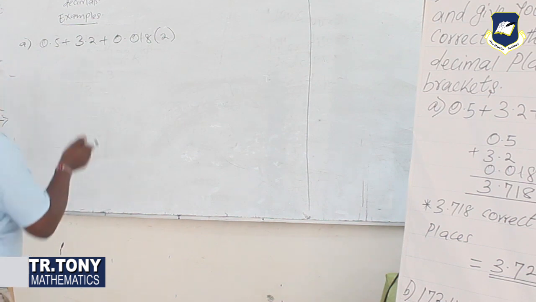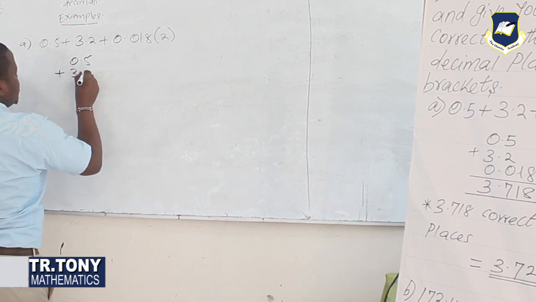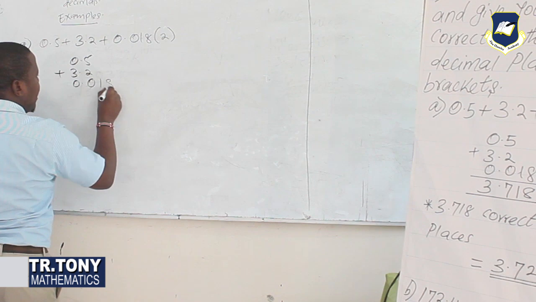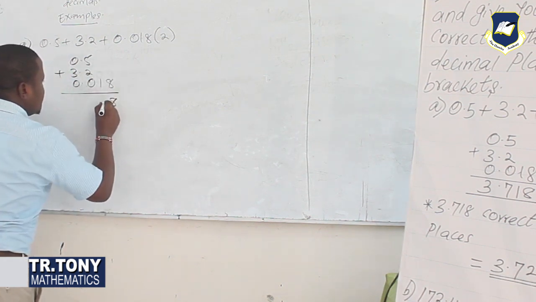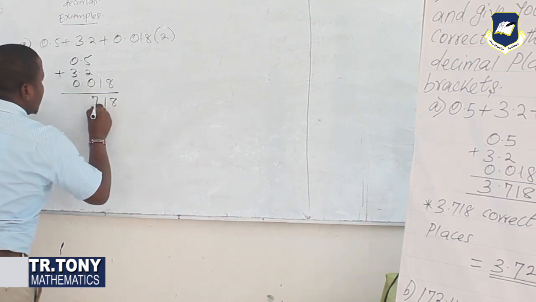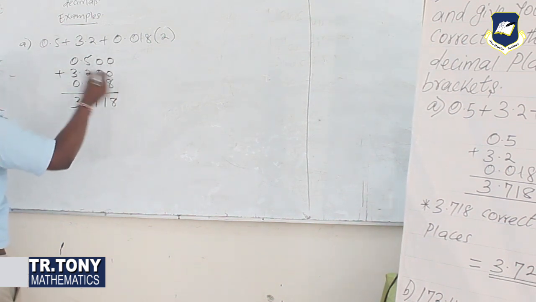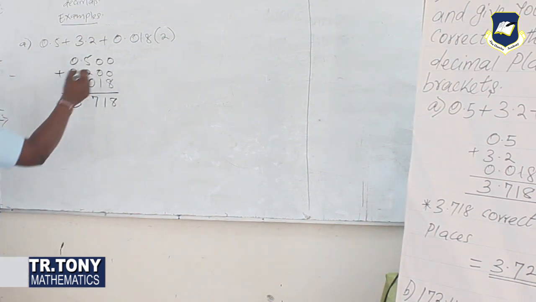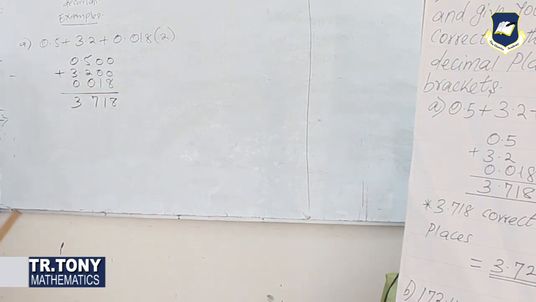is 2. So in this case, we take 0.5 add 3.2 add 0.018. Then we add them. This gives you 8, this gives you 1, this gives you 7, and then this 3. That is, here we say that we can supply zeros, such that 0 plus 0 plus 8 gives you 8, 0 plus 0 plus 1 gives you 1, 5 plus 2 plus 0 gives you 7, then 0 plus 3 plus 0 gives you 3.